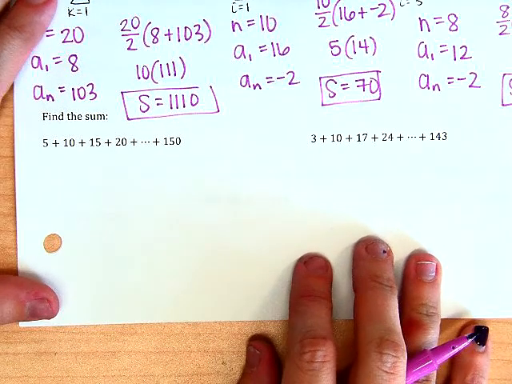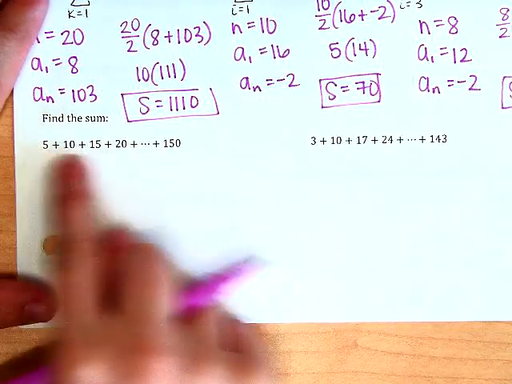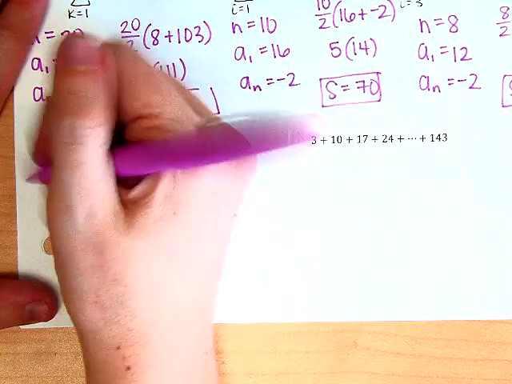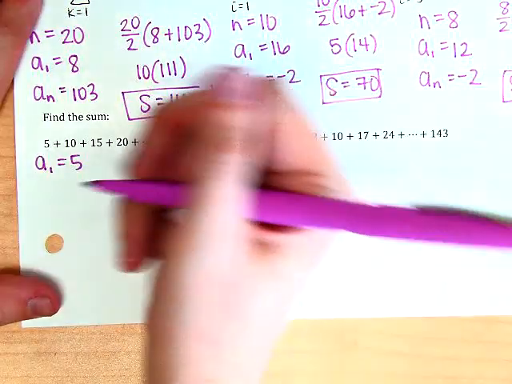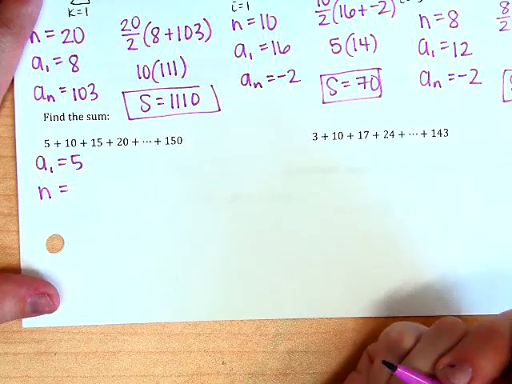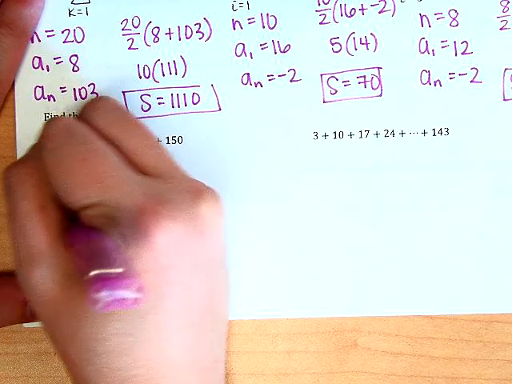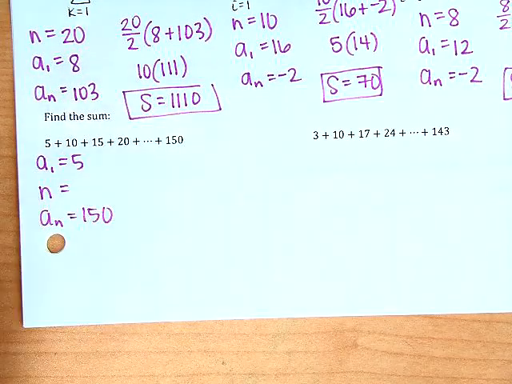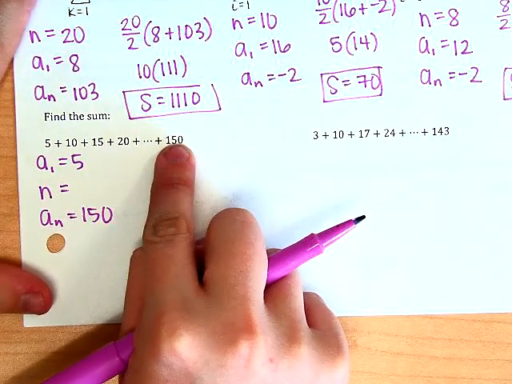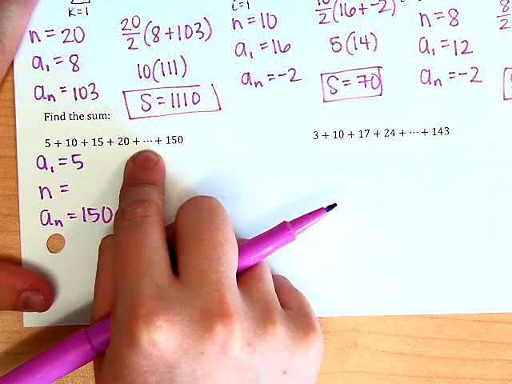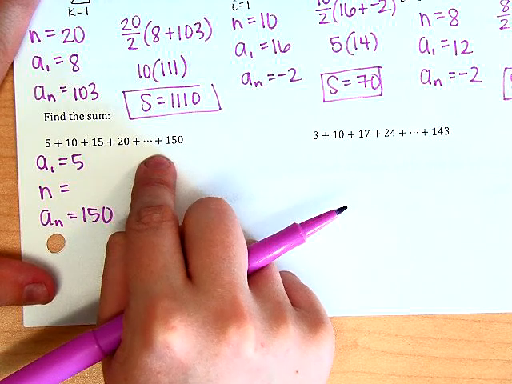Okay, same thing you're doing here. It's the same concept, find the sum, but it's given to me like this. So I have my first term, a1 is 5. And I need my number of terms that I'm adding up, and my last term is 150. So I have my first term and my last term, but I need to find how many terms this is. How many is in that dot, dot, dot, from 5 to 150.